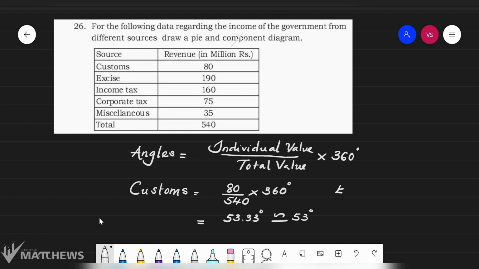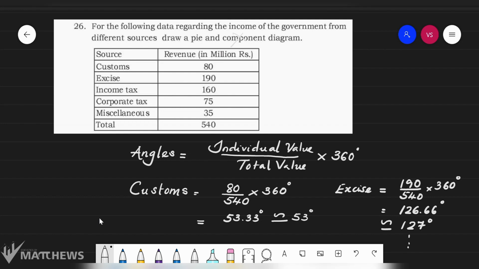Likewise, I will show you here for exercise also. How do you calculate for exercise? Revenues generated from exercise department, that is 190 million rupees divided by 540 million rupees into 360 degrees. So 190 divided by 540 into 360, you get the answer as 126.66 degrees. So this I'll approximate to be as 127 degrees. So likewise, we do the calculation, students, for all. Okay, so I hope you have understood these calculations for the diagram.